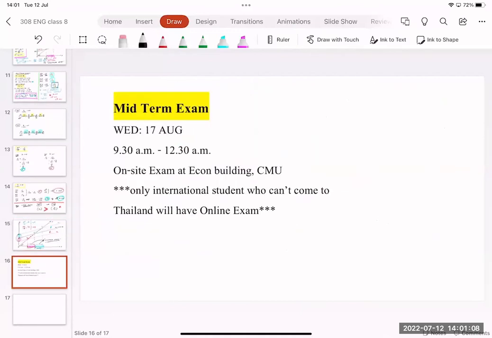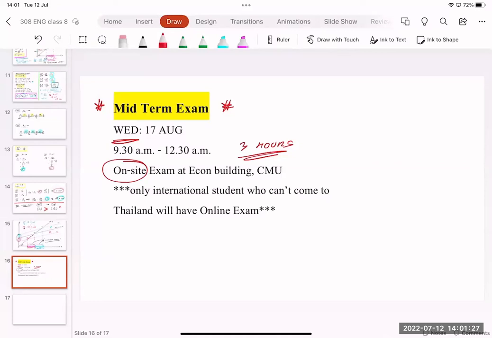Okay, before we go, I'm going to remind you again that we're going to have the midterm exam on Wednesday, August 17th, from 9:30 in the morning to 12:30. You're going to have 3 hours to do the exam. This is going to be an on-site exam.